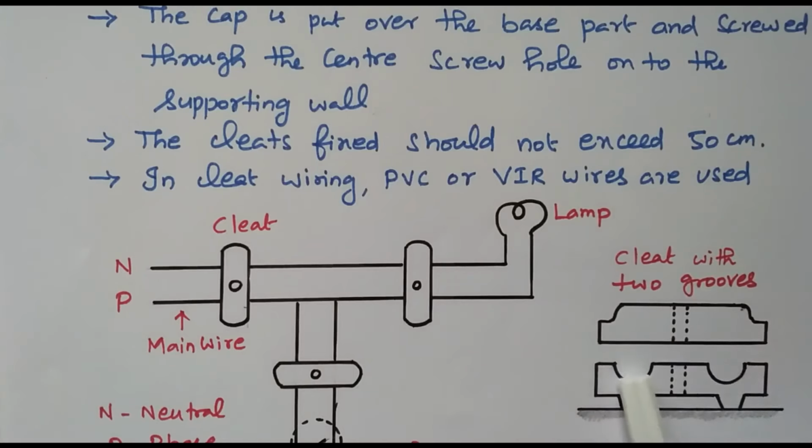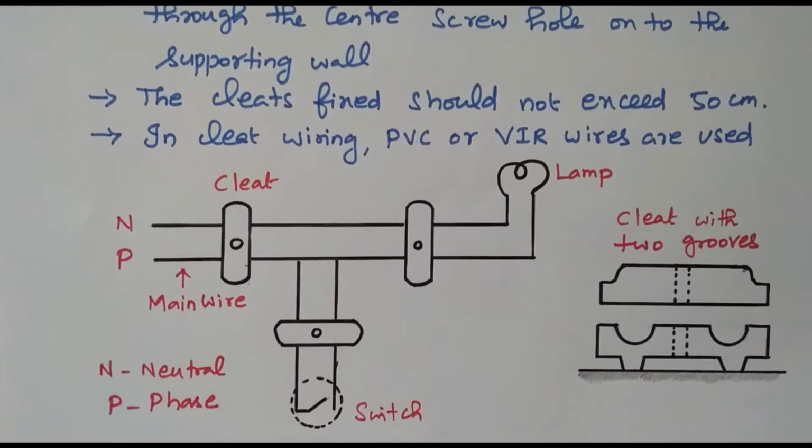The conductors are placed in these two places. Right? The wires are placed, then this top portion is placed and the screw is given, so that it becomes tight. So this is the main part of the clad wiring, having two parts, the top one and bottom one. Through this hole the conductors are placed. So we will see the example.